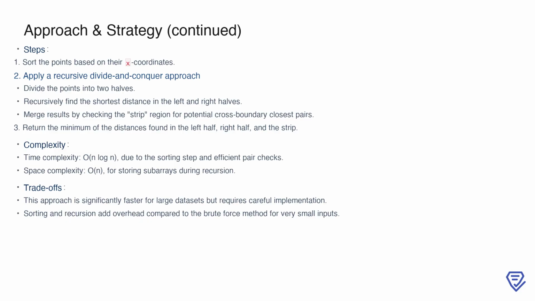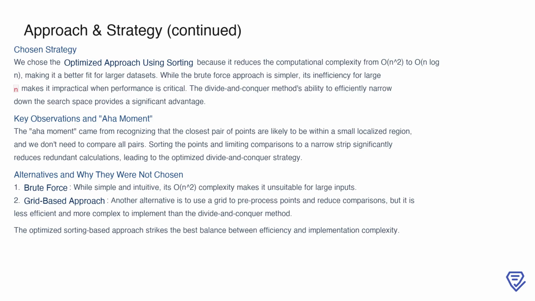However, the space complexity is n, due to the storage required for subarrays during recursion. While this approach introduces additional implementation complexity compared to brute force, it is significantly faster for larger datasets. Given the inefficiency of the brute force approach for large inputs, the optimized divide-and-conquer strategy was chosen.